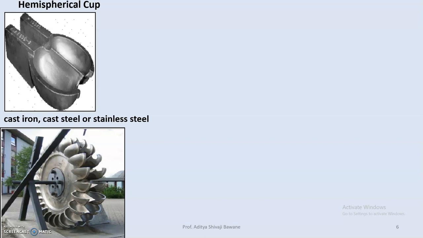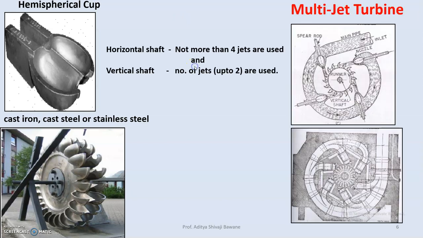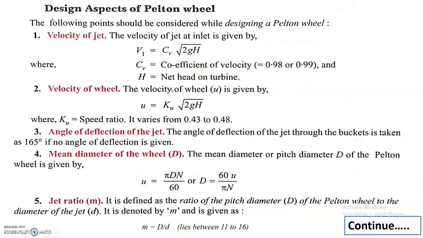Now there is a multi-jet concept in which we will provide a number of jets for a particular wheel. In this case, 4 jets are being utilized to run one single turbine. In this case, there are 6 jets. But in practical cases, for a horizontal shaft, not more than 4 jets are used, and for a vertical shaft, 1 or 2 jets are used for a Pelton turbine.